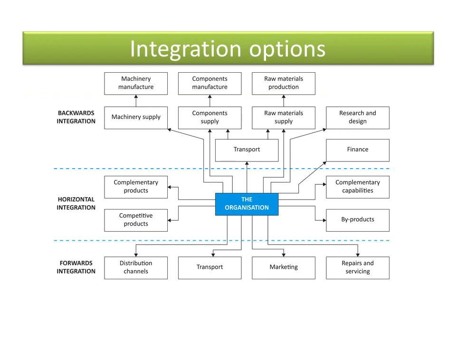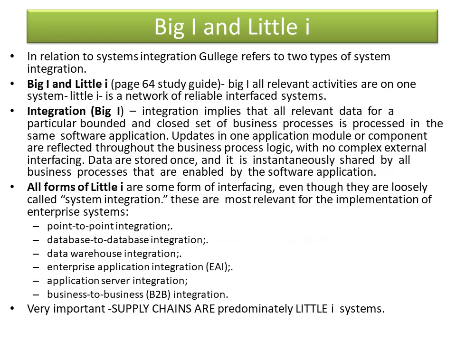The study guide shows a basic slide of integration options for organisations, that they can backward integrate and buy their suppliers, or they can forward integrate and perhaps purchase distributors in the supply chain, or they might horizontally integrate in complementary products. So integration options.